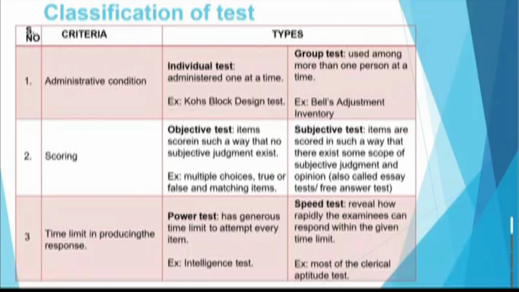Prior to Kohs block, there was the Binet-Simon scale. All these are examples of a study on an individual. Okay, let me go back to the slide.